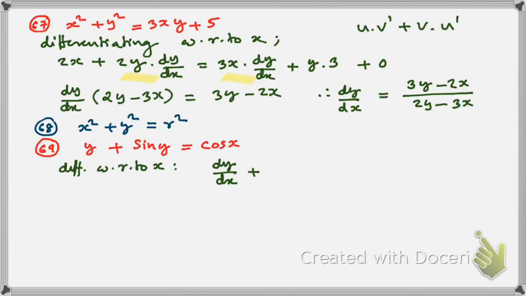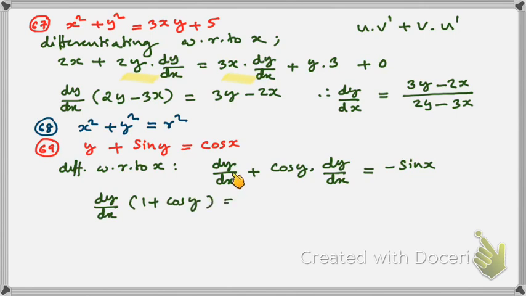So sine y would be cos y into dy by dx, is equal to the right hand side, cos x, and the derivative of cos x is minus sin x. So I have got two terms with dy by dx, so I will take dy by dx common factor out, into 1 here plus cos y, is equal to minus sine x. And then I solve for dy by dx. So what is dy by dx then? Dy by dx is minus sine x divided by 1 plus cos y.